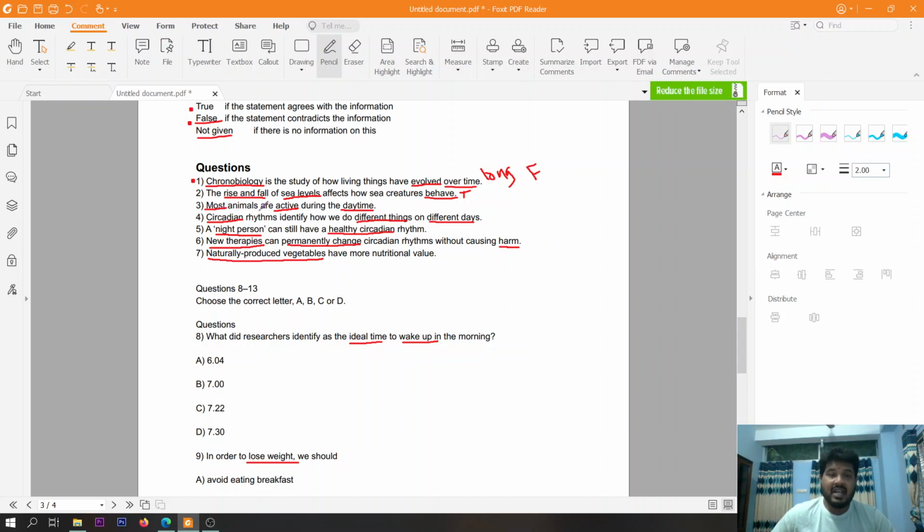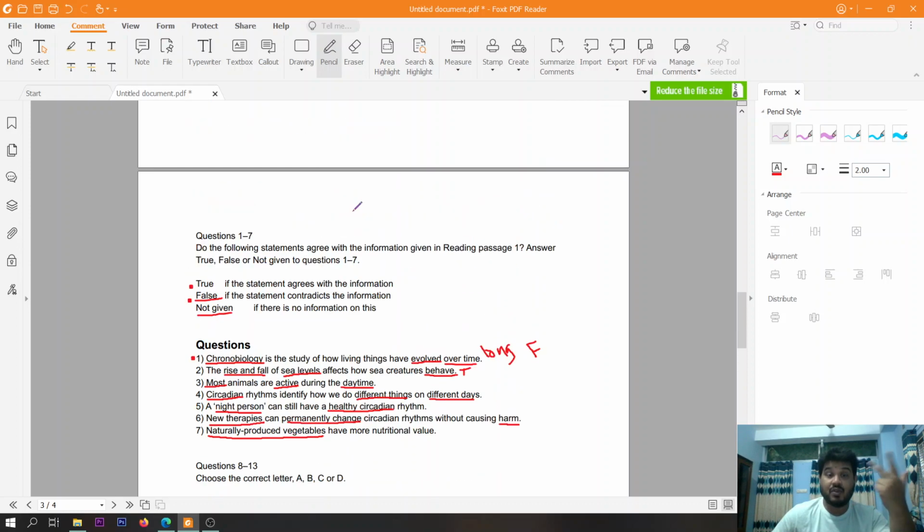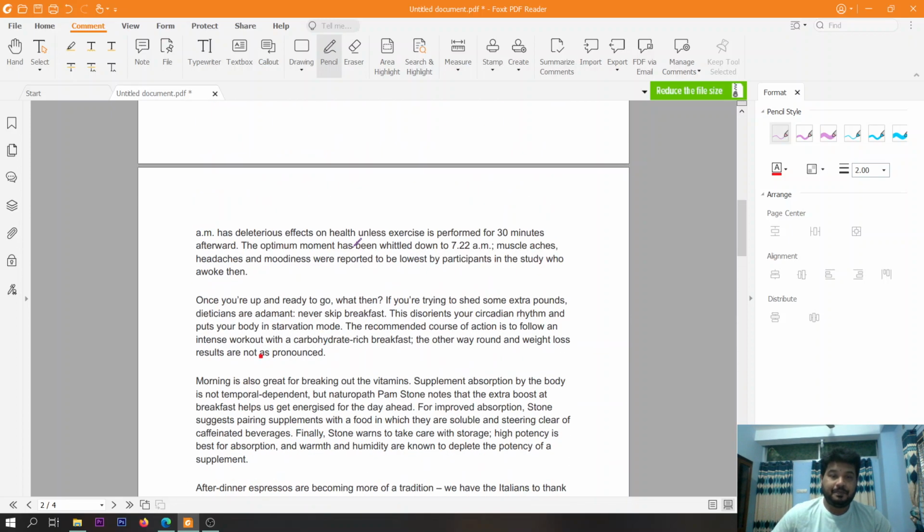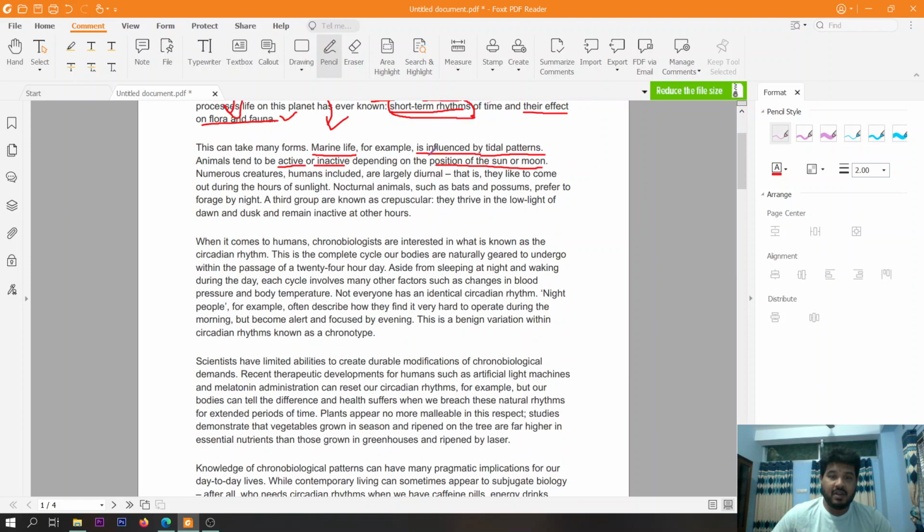Now, most animals are active during the daytime. Here I have underlined most, active, and daytime. So we are looking for active and then daytime and most animals. Because we have gotten the answer in the first or the second line, we can read from below that.